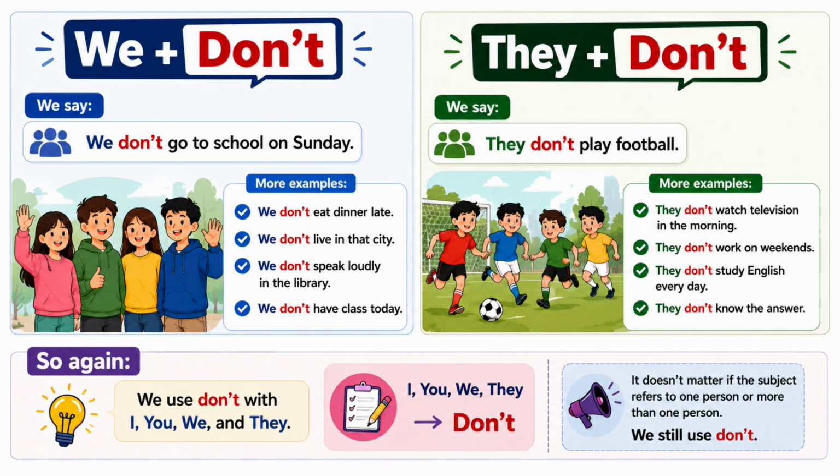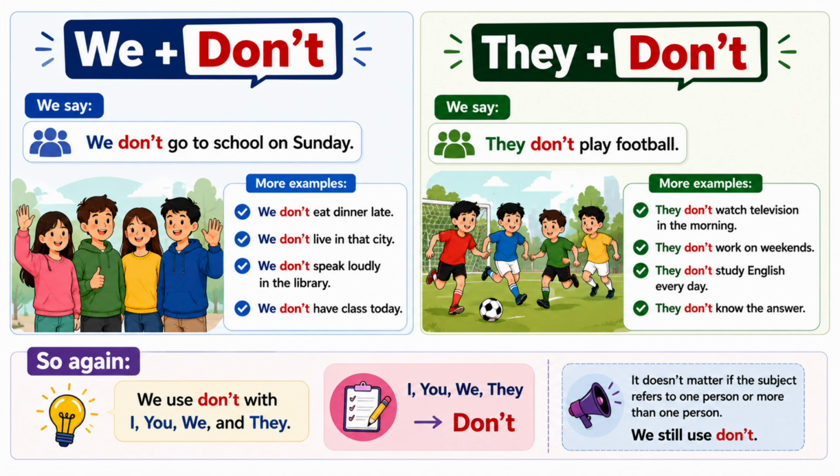Now, we plus don't. We say we don't go to school on Sunday. More examples. We don't eat dinner late. We don't live in that city. We don't speak loudly in the library. We don't have class today.